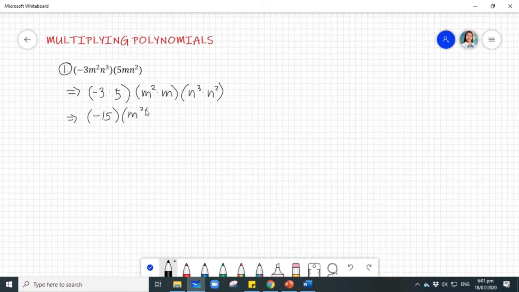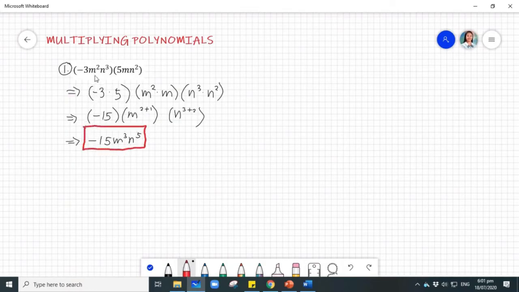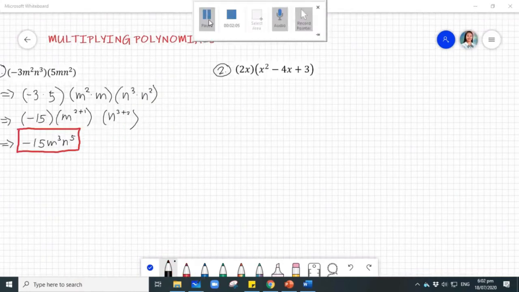And that is m squared times m, that is m. So we're going to add their exponents. And this also for n, 3 plus 2. In this case, we're going to simplify. So negative 15 m cubed n to the 5th. And that is now the answer for multiplying monomial times monomial. Okay, now let's move on to the next example.